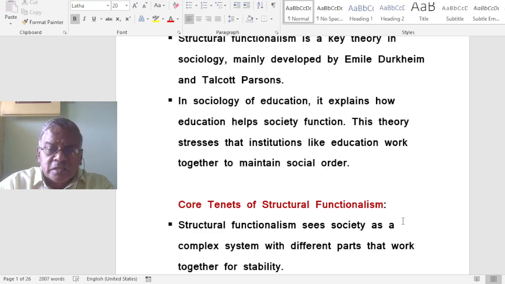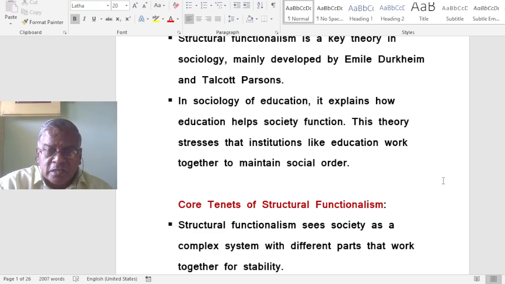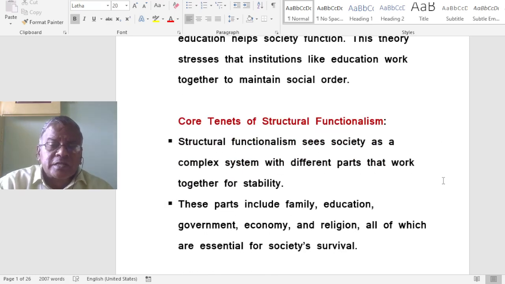So structural functionalism explains how education helps society function, or how education activates the functions of the society. This theory stresses that institutions like education work together to maintain social order. So social order is the key word in structural functionalism. Social order. What are the core tenets of structural functionalism? In other words, what are the core principles of structural functionalism?